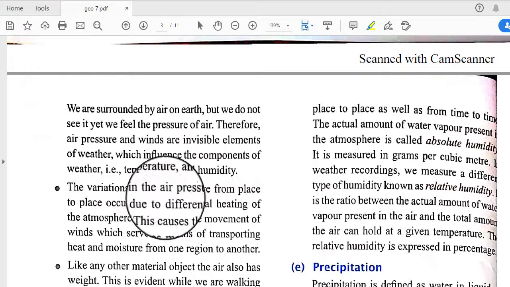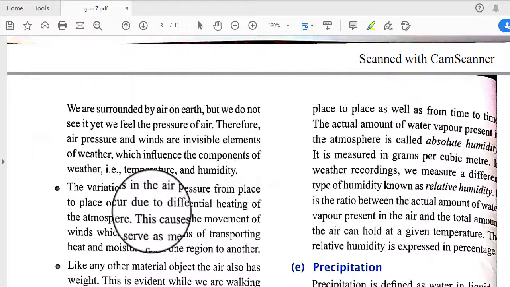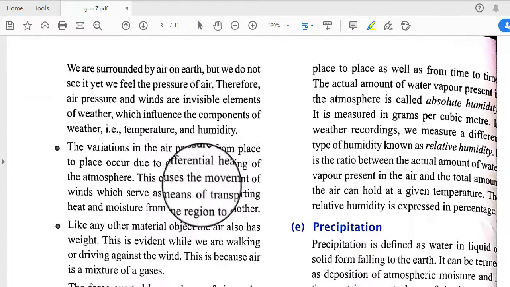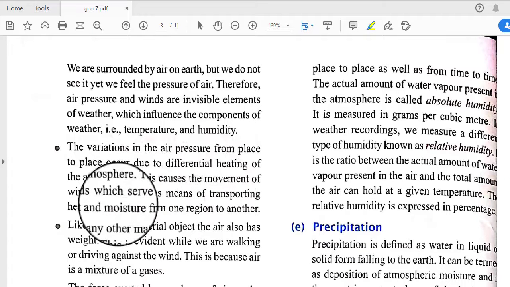The variation in the air pressure from place to place occurs due to differential heating of the atmosphere, and this causes the movement of winds, and the pressure is also regulated by the temperature of the place. This causes the movement of winds which serve as a means of transporting heat and moisture from one region to another, because with the temperature variation, somewhere high pressure is situated, somewhere low pressure is situated, and due to this difference from high pressure to low pressure, the wind blows from one place to another.